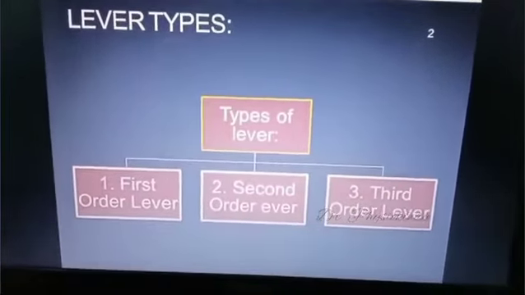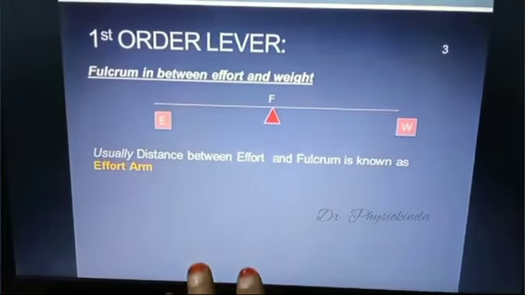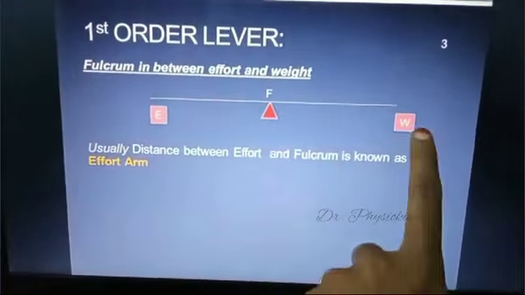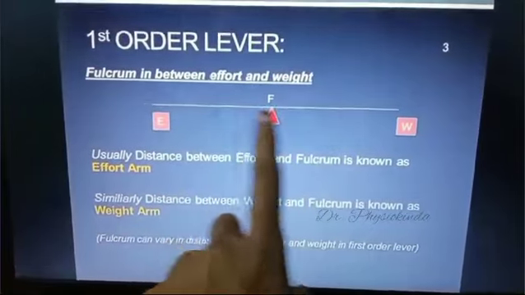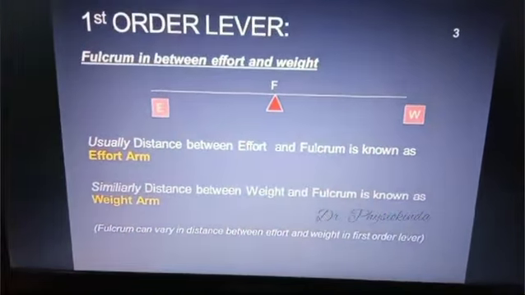In first order lever, the fulcrum will be in between the effort and the weight. Usually the distance between the effort and fulcrum is referred to as the effort arm, whereas the distance between the fulcrum and weight is referred to as the weight arm. In first order lever, the fulcrum can be nearer to either side, so it can vary in distance between effort and weight.